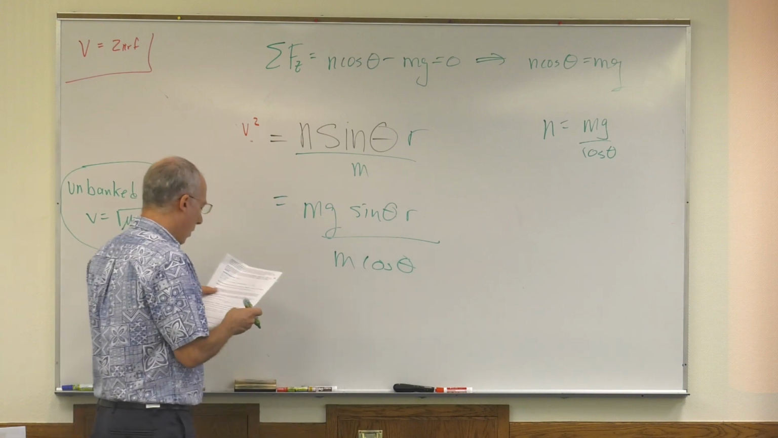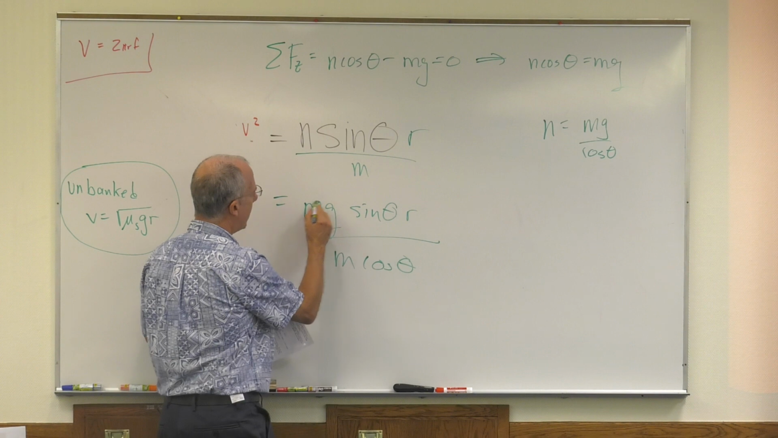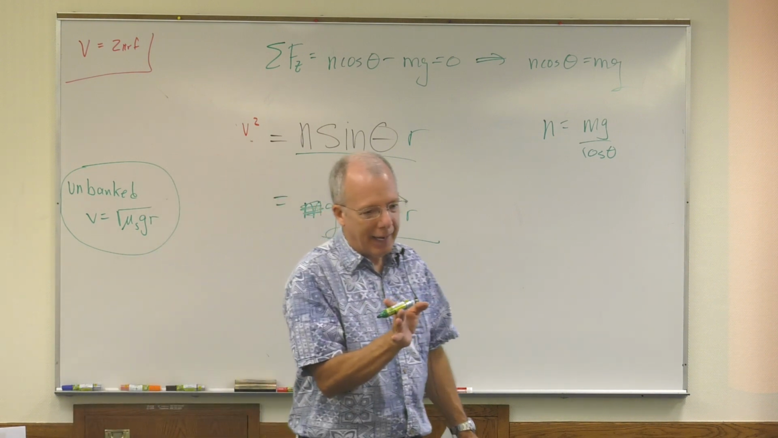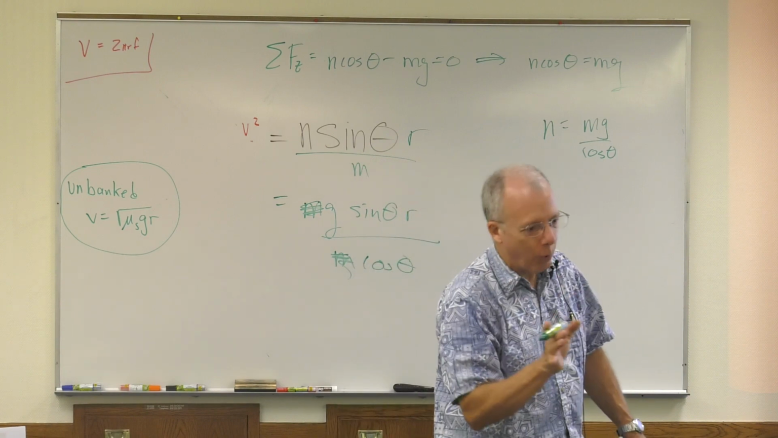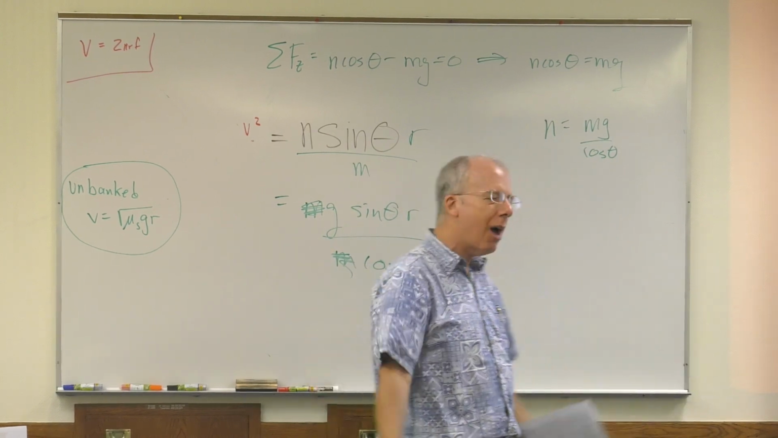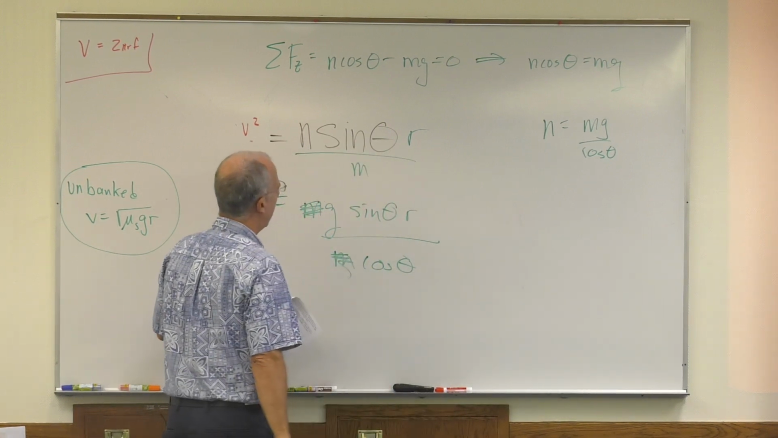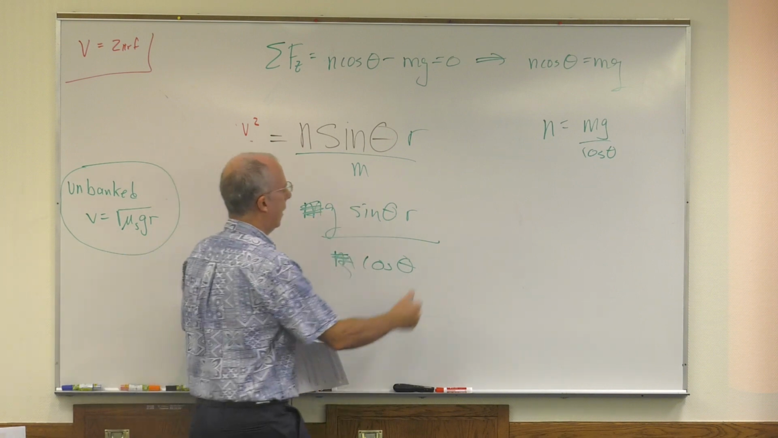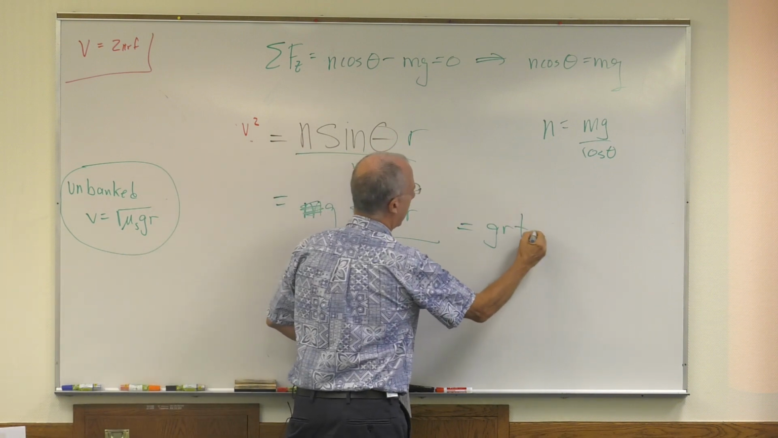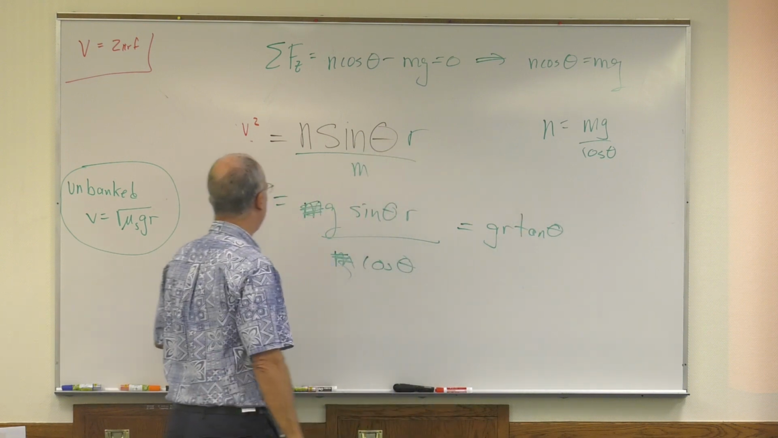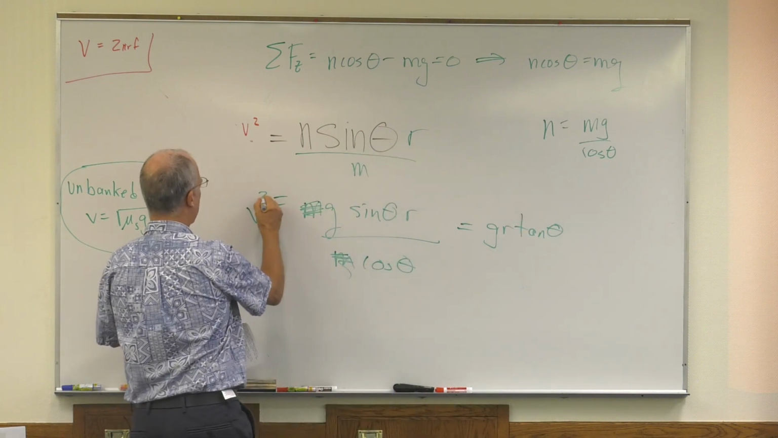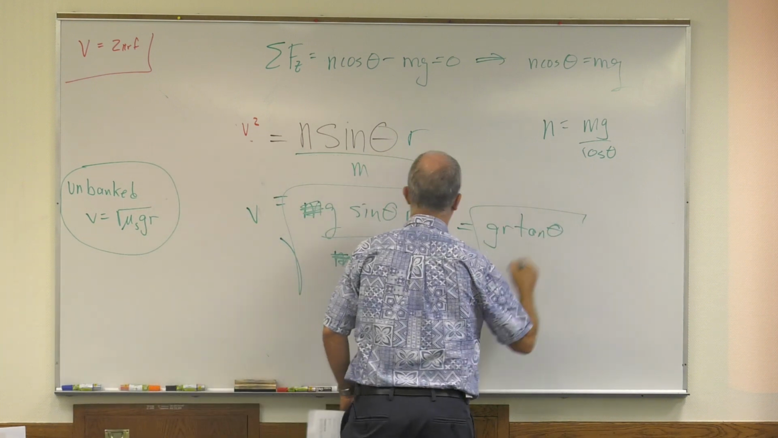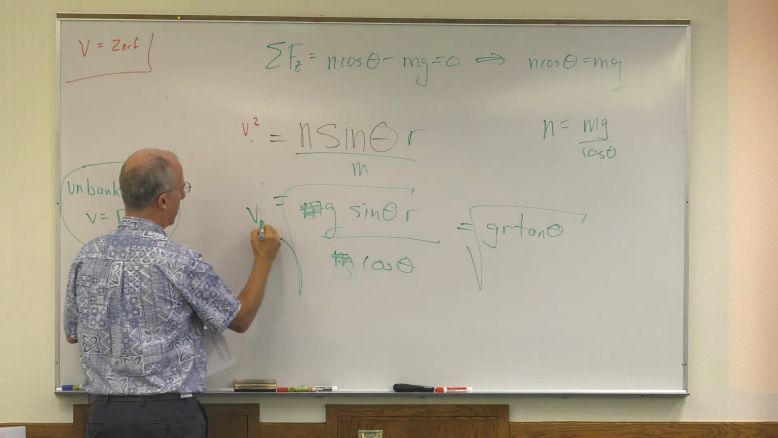So what do you notice? The m's cancel. Well, of course they cancel. Again, can you imagine highway engineers having to make different roads for a big truck and a little car? No. So the m's cancel. Okay, now high school trig. What's sine over cosine? Tangent. So we have g r tangent theta. And then we have to take the square root of it, because that's v squared. So v is the square root of that. So that's v max, the maximum speed.